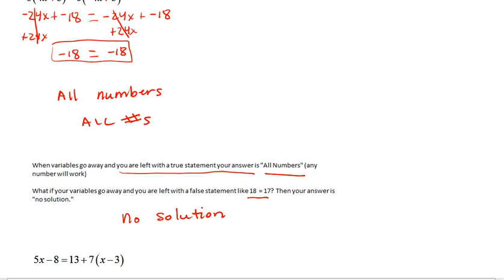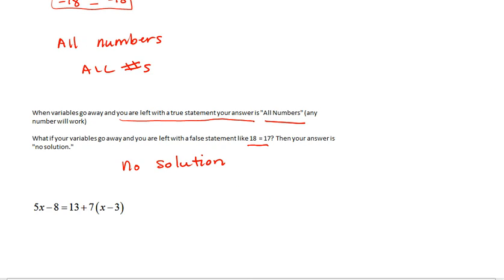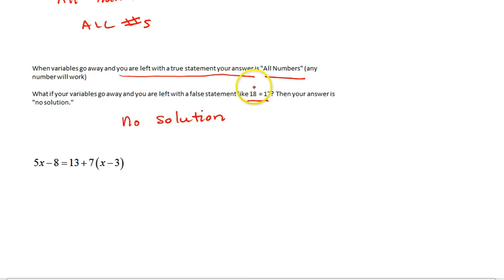So in this example, we had a true statement. If at the end, when our variables went away, we were left with a not true statement or a false statement, then we would write no solution. There's no solution for that equation. Let's do one more example.